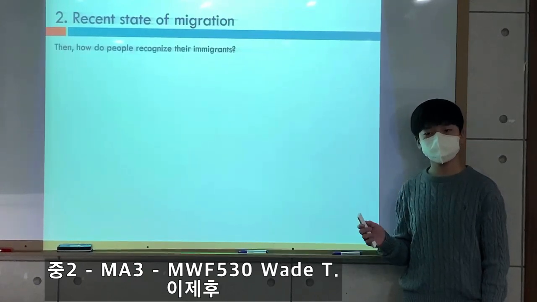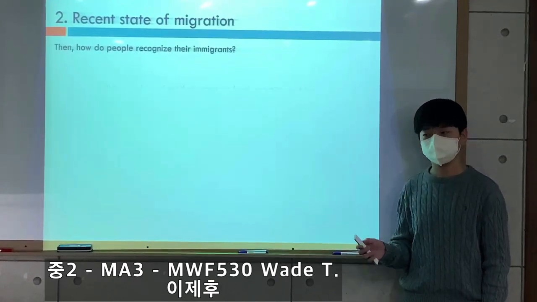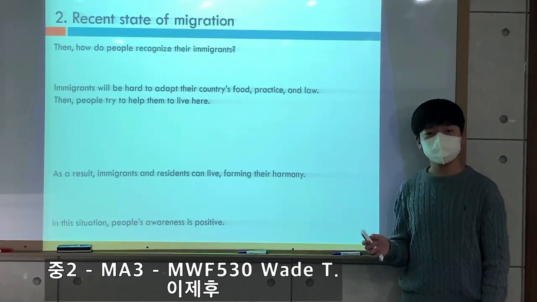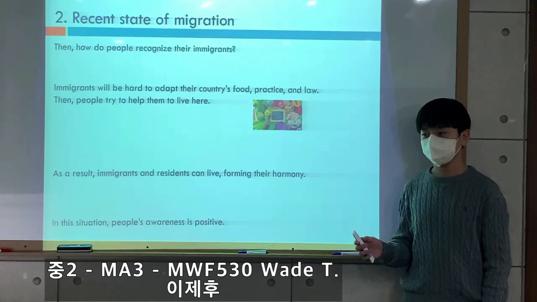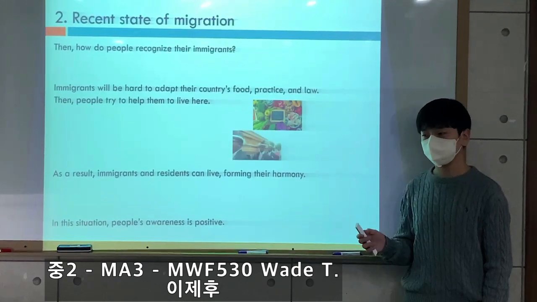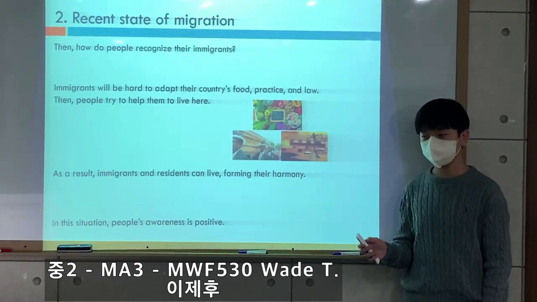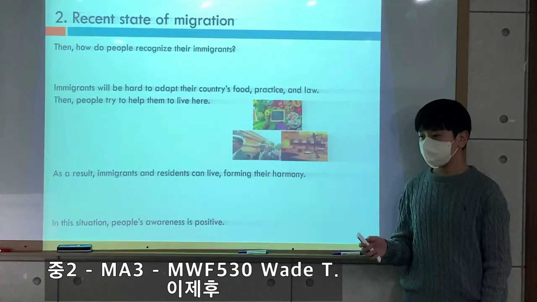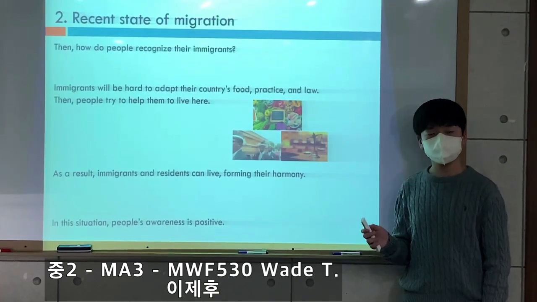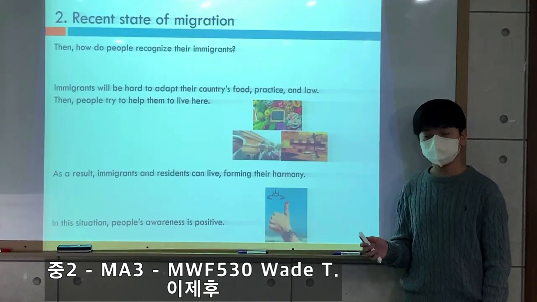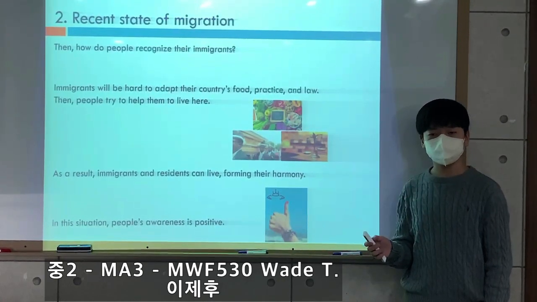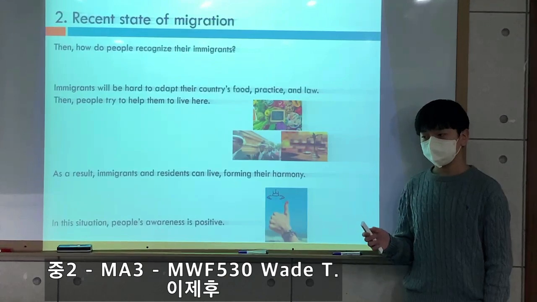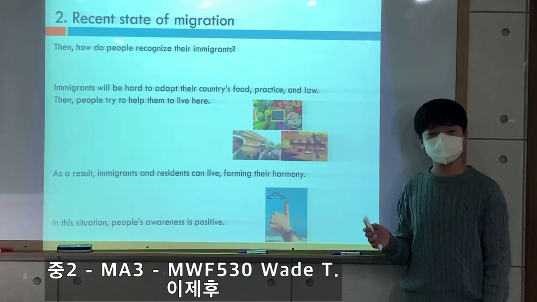Then, how do people recognize their immigrants? Immigrants will have a very hard time adapting to their new country's food, practice, or law. Then, people try to help them to live here. As a result, immigrants and residents can live forming harmony. In this situation, people's awareness of immigrants is positive.